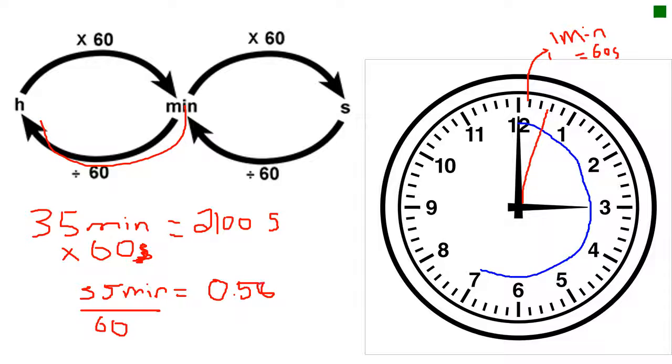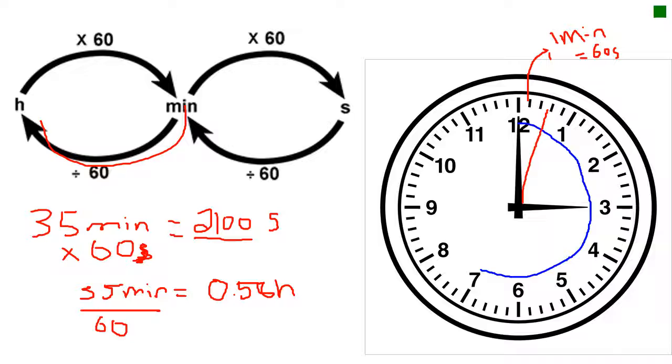0.58 hours. And like I said before in class, you can always think through things logically to check your conversions. If I were going from minutes to hours, and let's say I accidentally multiplied by 60 instead of divided, well, I would get this as an answer. I would get 2,100 hours.